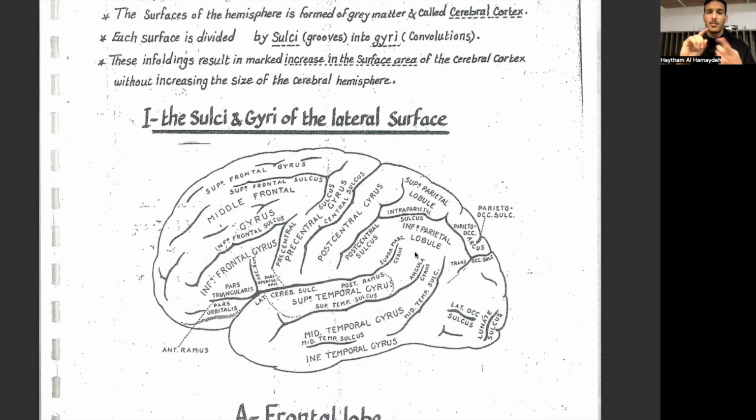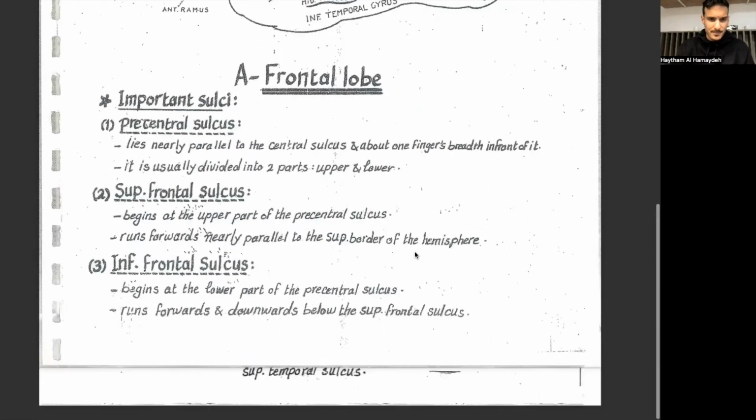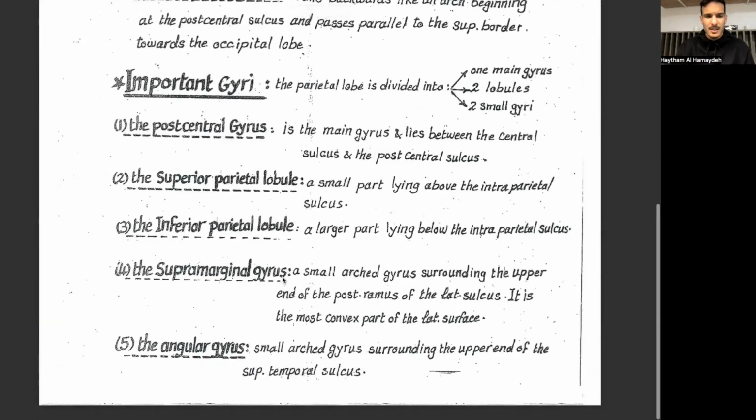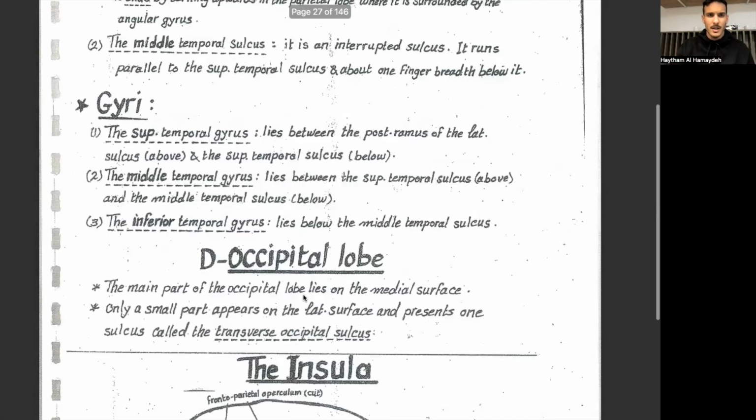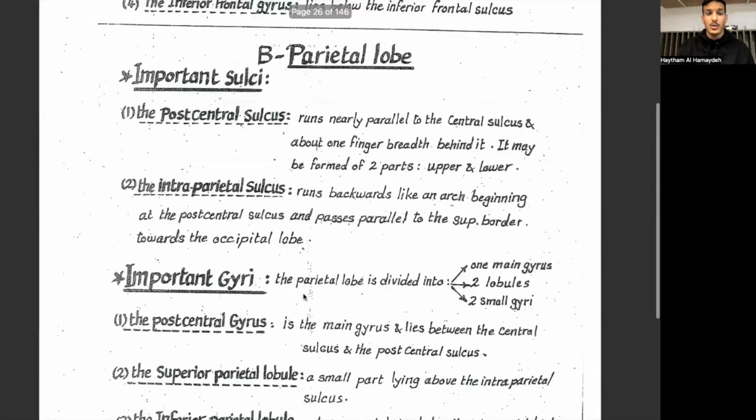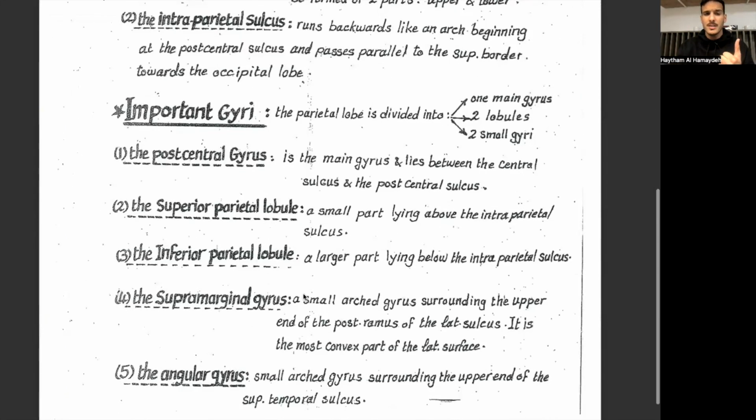So again, post-central gyrus, and then we have 2 lobules, the superior parietal lobule and the inferior parietal lobule, and the inferior parietal lobule is divided into the supramarginal gyrus and the angular gyrus. So these are the 5 main gyri of the parietal lobe. Again, we have the post-central gyrus, and then 2 lobules, the superior parietal lobule and the inferior parietal lobule, which is divided into 2, the supramarginal gyrus and the angular gyrus. Okay, so this is the parietal lobe.